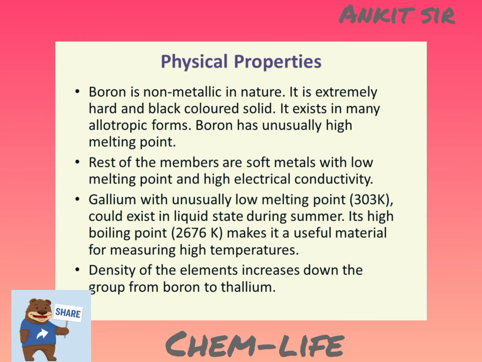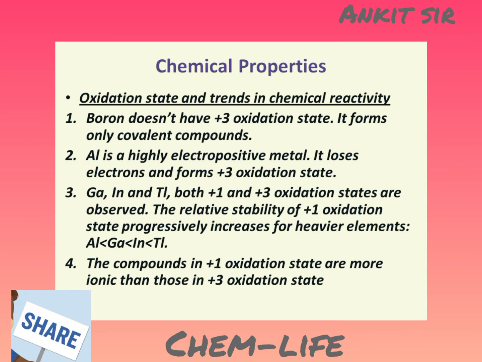Oxidation state and trend in chemical reactivity. Boron doesn't have a +3 ionic state. It forms only covalent bonds. Aluminium is a highly electropositive metal. It loses electrons to form +3. Rather, in gallium, indium, and thallium, both +1 and +3 oxidation states are observed. As you know, the compounds in +1 oxidation state are more ionic than those in +3 oxidation state.